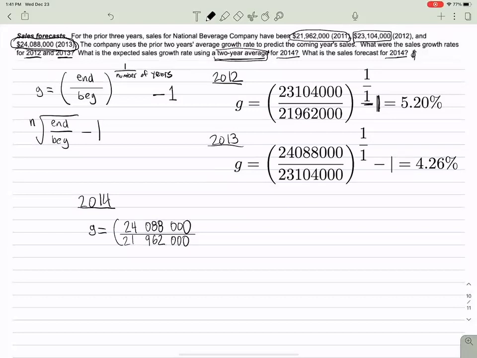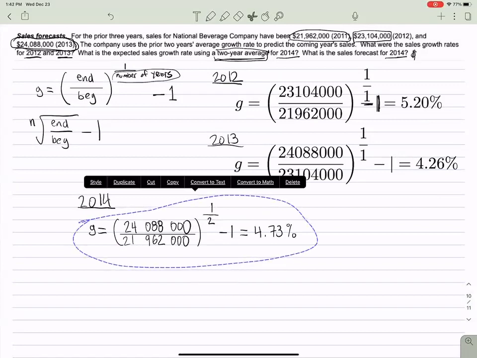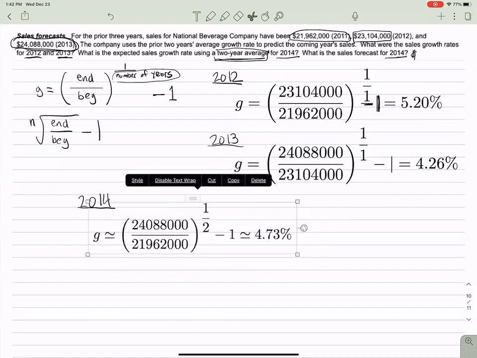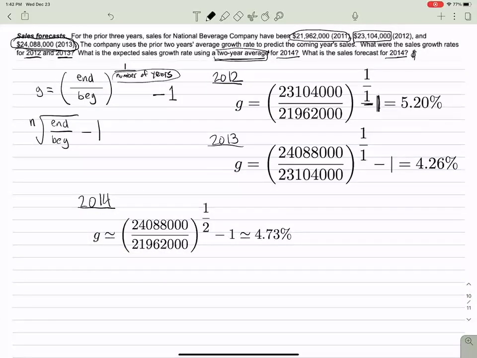So that is going to be raised to 1 over, and remember, because we're looking at a 2-year average, that number of years is going to be 2 now. And again, we're still going to subtract by 1. So when we do the math, we should get 4.73%. Let's check that out. Not bad. I'm not sure why I can't seem to get an equal sign here.